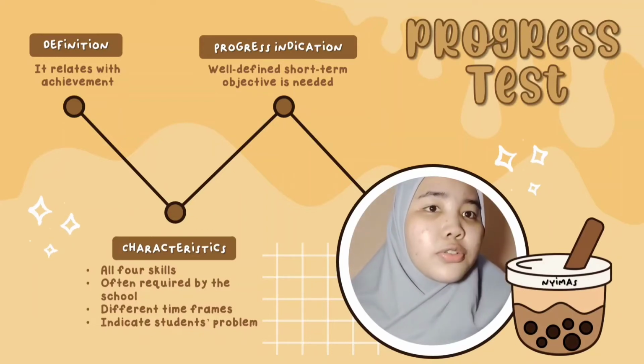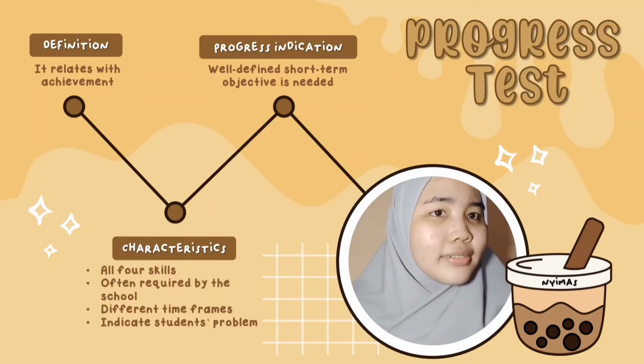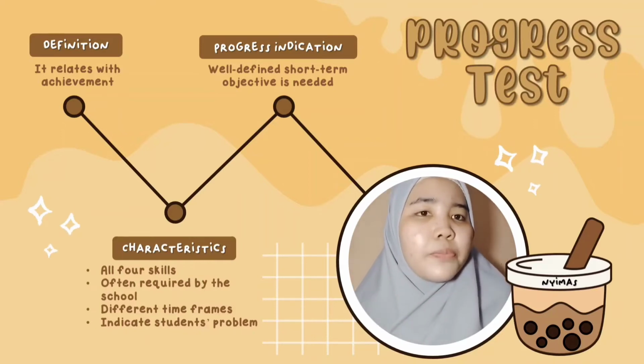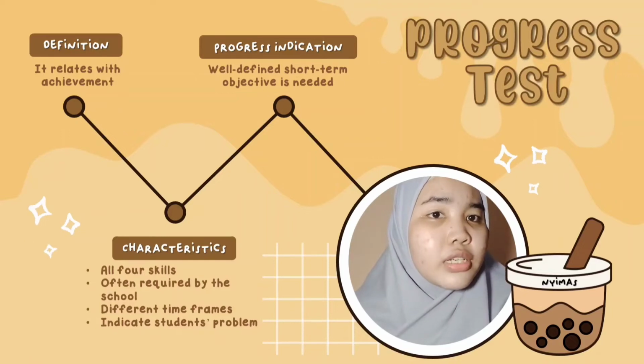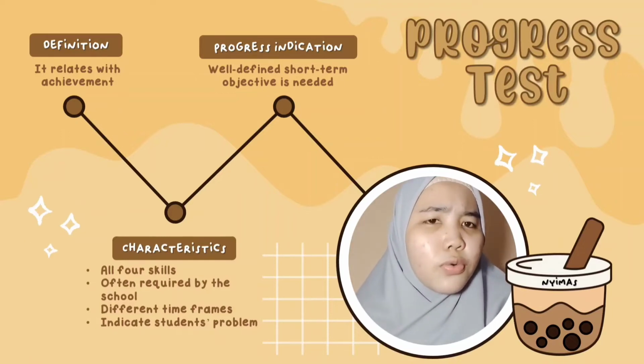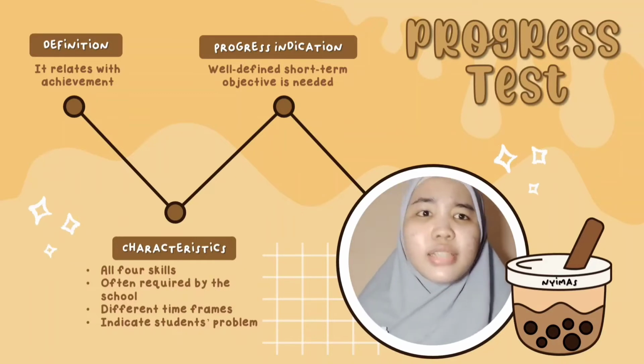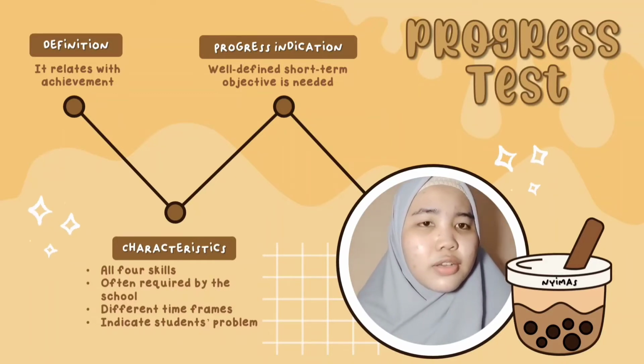So here we go to the next material about progress test and aptitude test that will be explained by me. Here I want to explain about progress test first. Now we go to the definition of progress test. So what is progress test? A progress test is a test which is intended to measure the student's achievement.